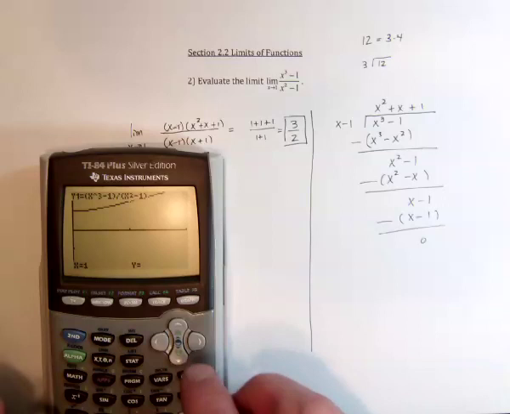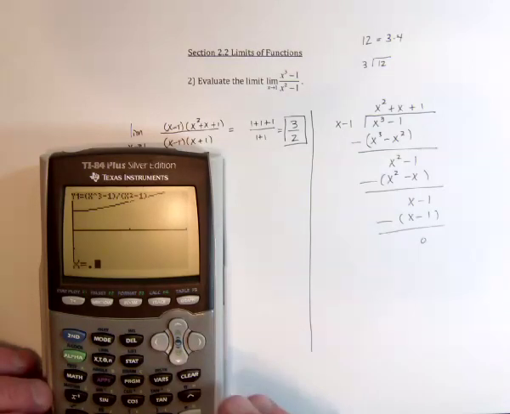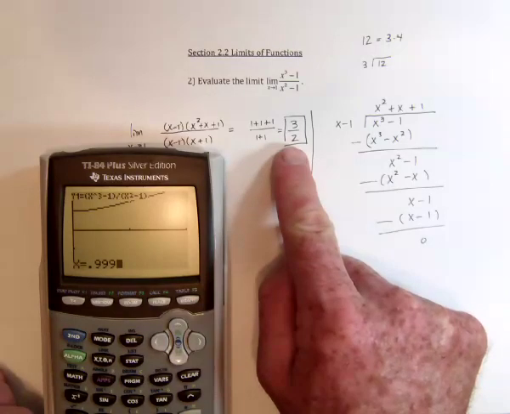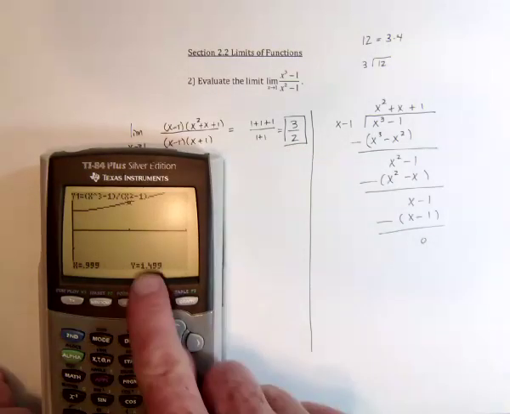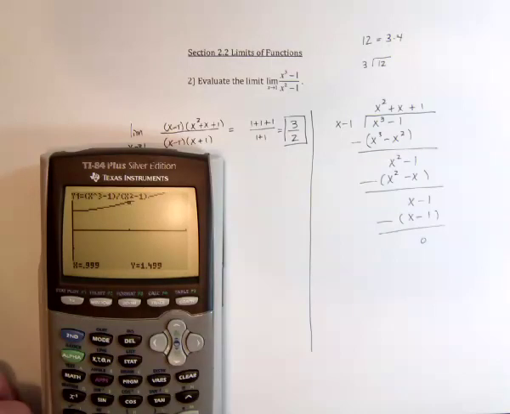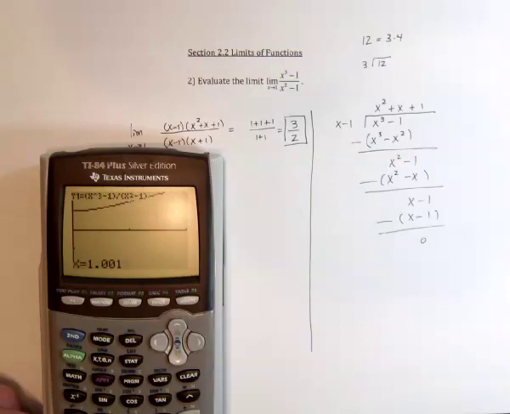Anyway, the point of this one is, what if you were close? What if you were at 0.999? Then is the answer 1.5? Yes, it is. And on the other side, what if you were at 1.001? So very close to 1, but not exactly there. Then is the answer 1.5? Yes, it is.